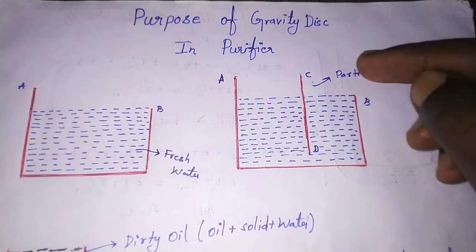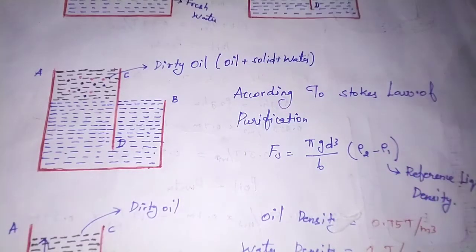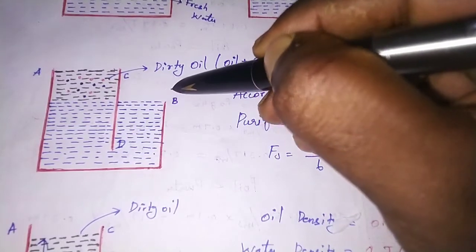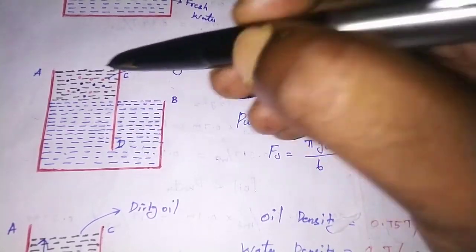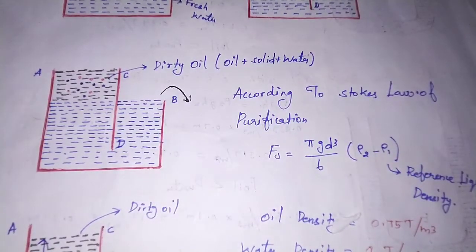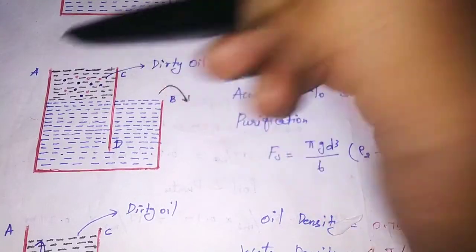After I attach the partition plate in the tank, I will pass the dirty oil into it. Dirty oil consists of pure oil plus solids and water. After passing dirty oil into the tank, an overflow happens at the B side, because the same volume of water will be displaced when passing dirty oil.